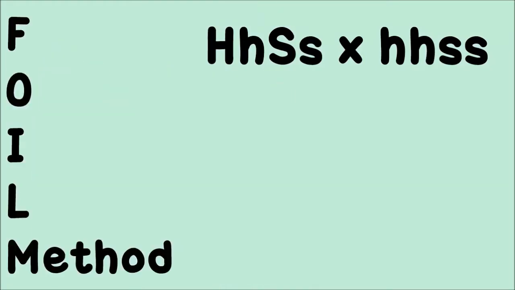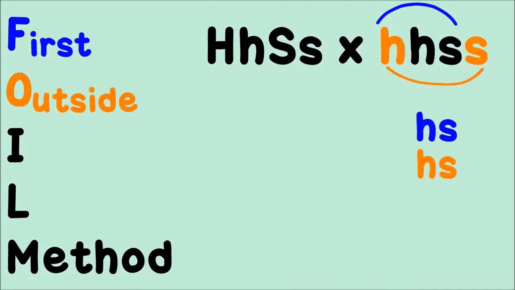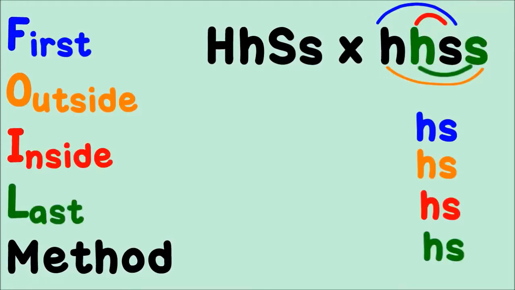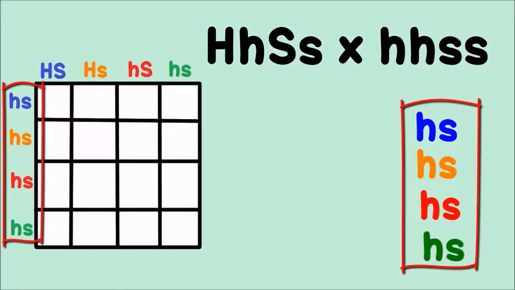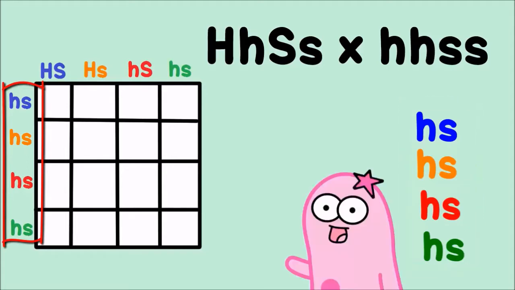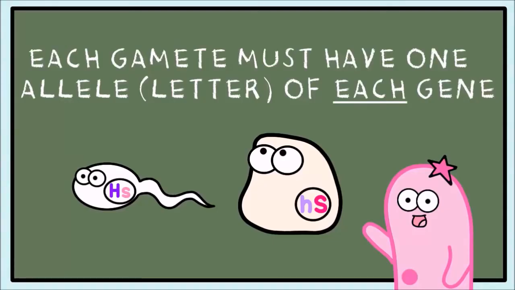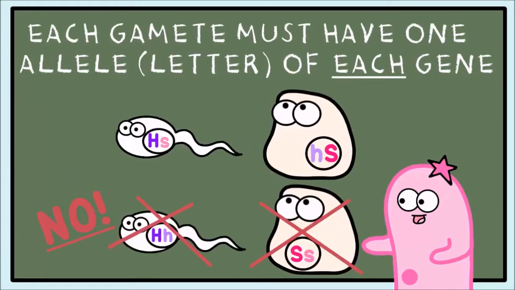Now let's go ahead and FOIL the other parent. The other parent is little h, little s, little s. So we'll do first, outside, inside, last. And you get these gamete combinations. Let's place those on the side of the Punnett square like this. And yes, they're all the same for this parent because notice that was all this parent could contribute as far as alleles. Now remember again, each gamete must have one allele, letter, of each gene. That's why you won't find a gamete with only H's or only S's. Remember, one allele of each.